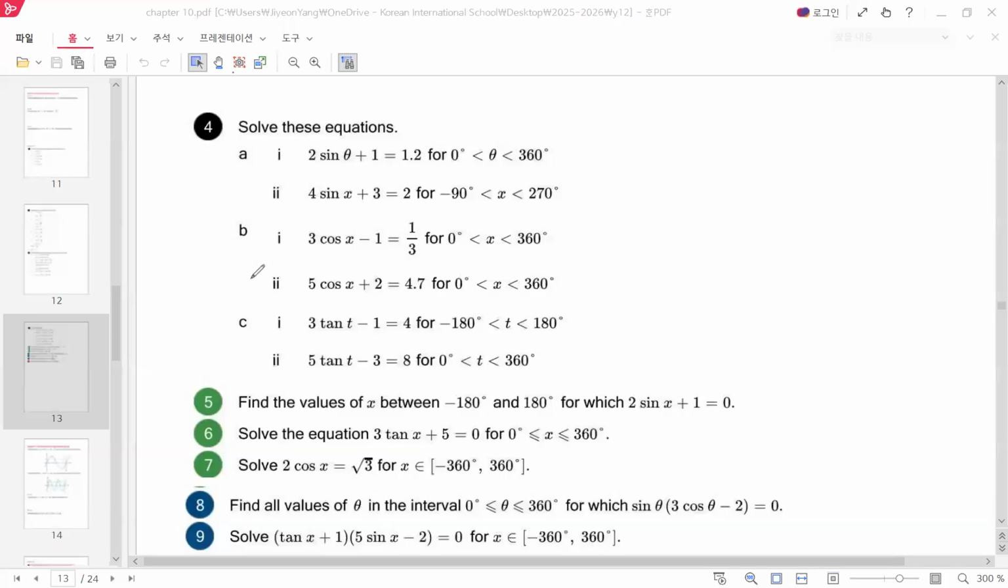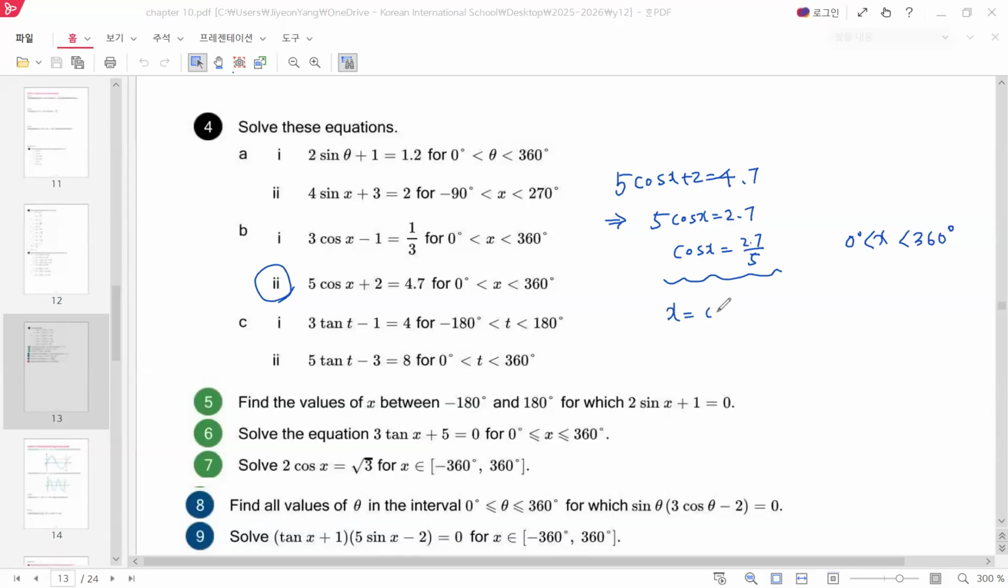Let's solve question B2, B2. It's similar as well. 5 cosine x plus 2 equals 4.7. Simply, they ask you to solve this simple linear equation first, right? 5 cosine x equals 2.7. Therefore, cosine x equals 2.7 over 5. And then from here, this question is exactly the same as the question that we solved before, right? So x equals cosine inverse of 2.7 over 5.